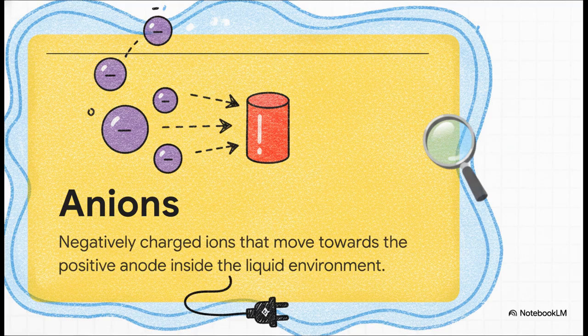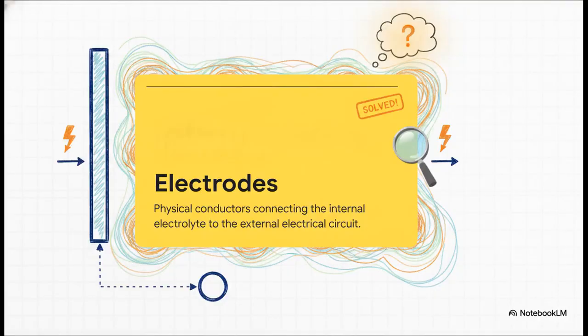Moving on to clear another suspect, let's look at option D, anions. Actually, anions are just a specific type of ion carrying charge internally, which means they for sure aren't our entry and exit terminals either. They're just the negatively charged ions moving toward the positive anode. They do great work inside our liquid environment, but they are definitely not the physical connection point to the outside world. That leaves us with option B, electrodes.